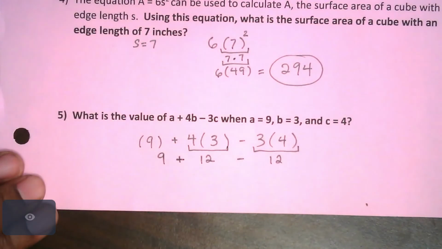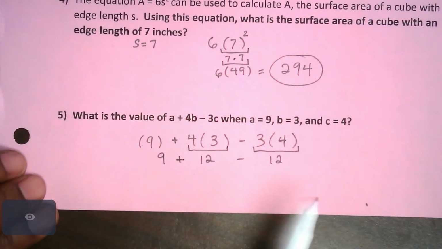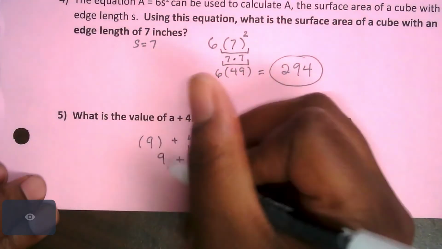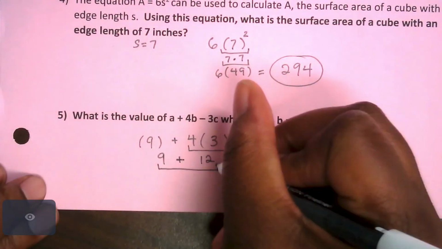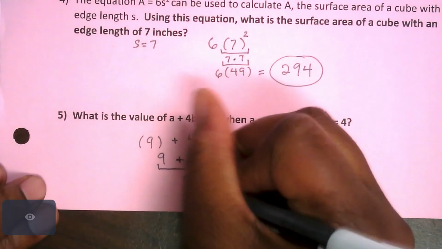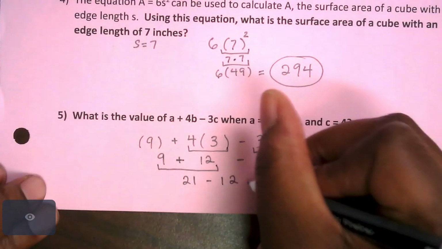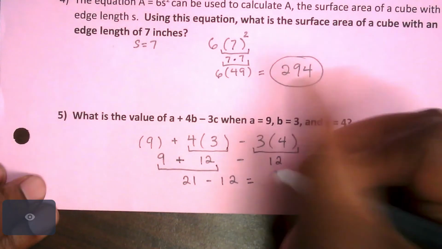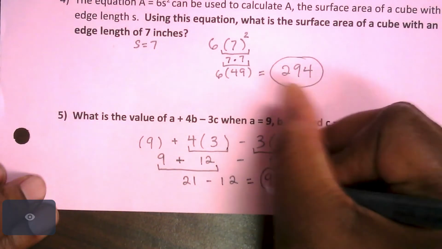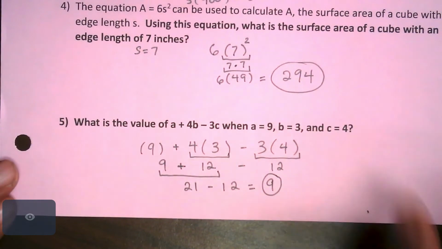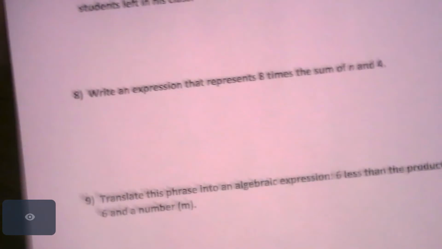All right. So now I am left with subtraction and addition, and remember that I do whatever comes first from left to right. So I'm going to do my addition here. 9 plus 12 is 21. Bring down the rest of my expression. 21 minus 12, that equals 9. So my final answer is 9. Let's flip it over.